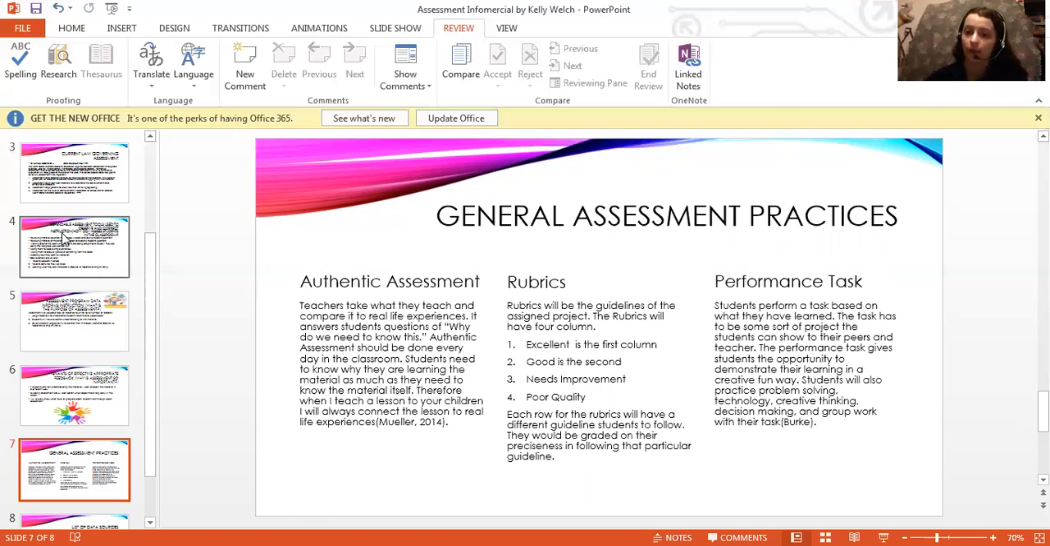And then performance task is whenever I assign students projects or activities, and then they carry it out in group work. And this promotes creative thinking, decision making, and problem solving. And a performance task could be as simple as a craft project that they have to do, but it's something that lets me see that they have understood the lesson and that they are putting what they have understood on paper or on a craft or whatever.